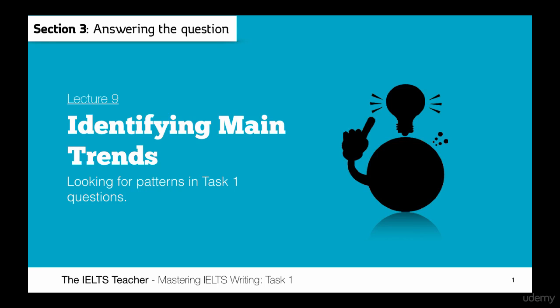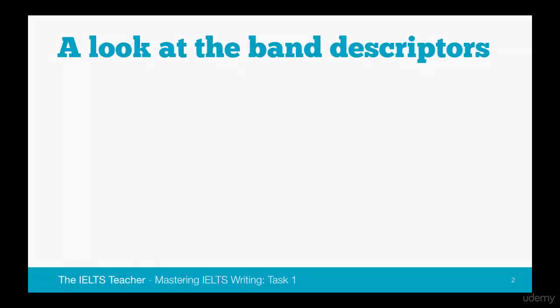Hello everybody. We are looking at a new section today, and this section is section 3, which is all about answering the question, or in band descriptor terms, we are looking at the category of task achievement. Now this first lecture is going to focus on identifying main trends, or looking for patterns in task 1 questions. It's going to be a fairly short lecture, so let's get started by looking at the band descriptors as usual.